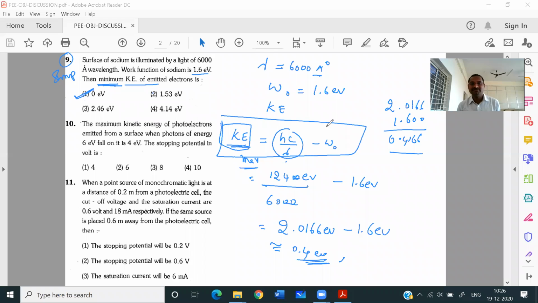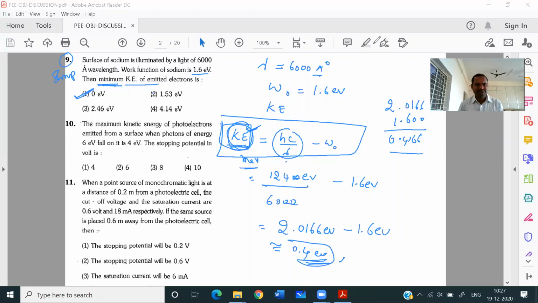Are you understanding what I am saying? The point is important. If this option is there among 2, 3, 4, and you blindly take that option, it is wrong, because this kinetic energy is the maximum kinetic energy according to the formula. Read the Einstein photoelectric equation. According to Einstein photoelectric effect, the maximum kinetic energy of the photo-emitted electron is given by this statement. It is not the minimum kinetic energy. I hope you understand clearly.